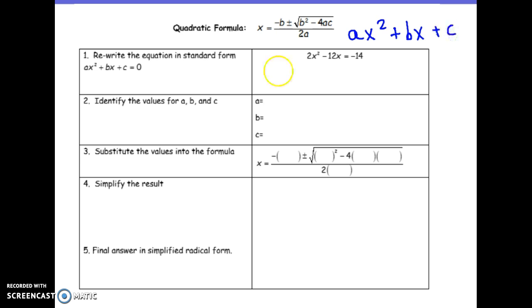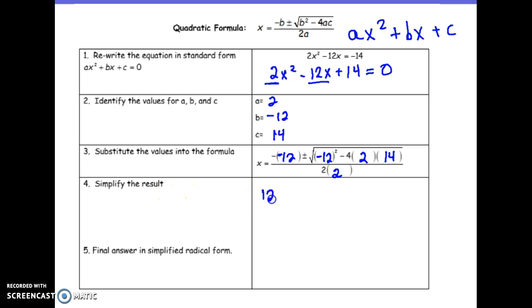Okay, so when we do that by actually bringing the 14 to the other side by adding 14, we're going to set that to be 0, and we're just going to solve for 0. To do that, our a value would be the 2, our b value would be negative 12, and our c value would be positive 14. So when we plug it into the formula, we'd have negative 12, like that. Okay, and then we're going to take the negative 12 and square it, minus 4 times our a is 2, and our c is 14, all divided by 2 times 2, 2a. And we simplify the result.